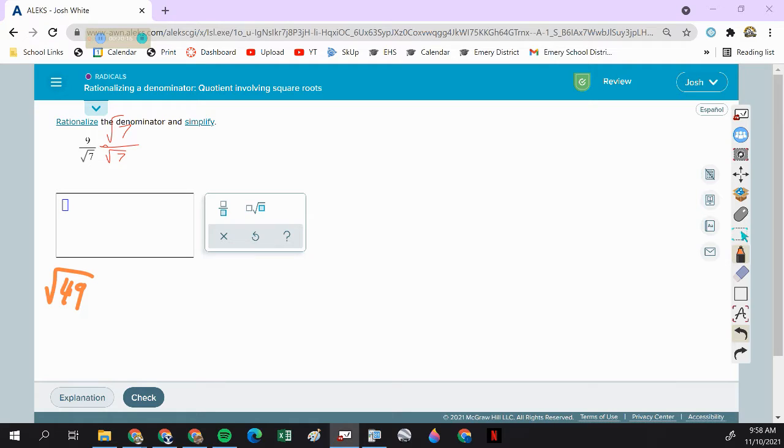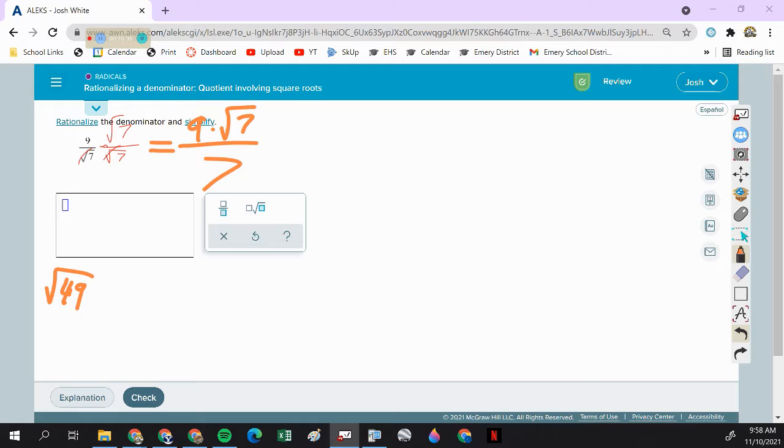So, the square root of 7 times the square root of 7 is the square root of 49. What is the square root of 49? It's just 7. So, in the bottom, the square roots actually just kind of cancel themselves and we get the number 7. But on top, now I have 9 times the square root of 7.